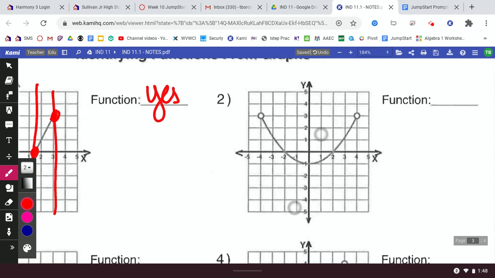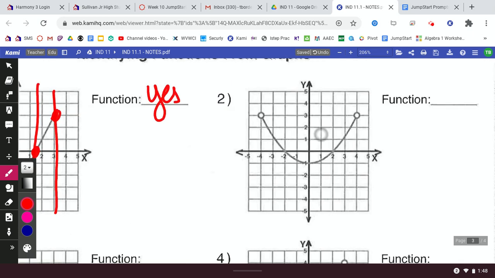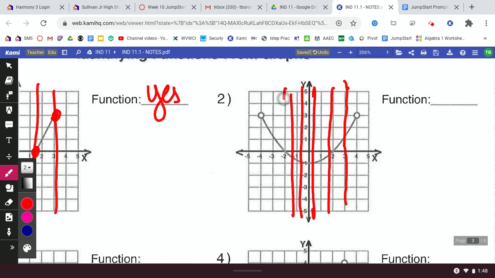Braden, how about number 2? Is it a function, yes or no? What do you say? Tell me where it fails. What's your offender? So if I draw a line at 3, that's okay. If I draw a bunch of vertical lines here, is there ever a failing point? So does it pass the vertical line test? Okay, so then yes, it's a function.